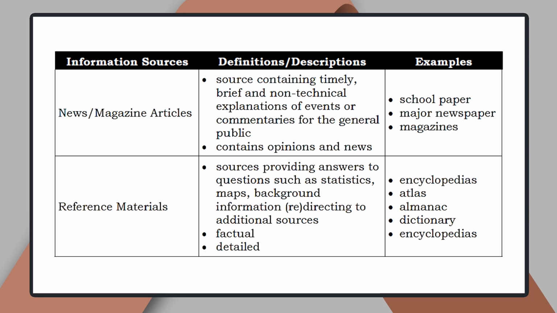And then you have your reference material classified as a tertiary source. They are sources providing answers to questions such as statistics, maps, background information, redirecting to additional sources. They are normally detailed and they are factual. Examples are encyclopedia, atlases, almanacs, and dictionary.